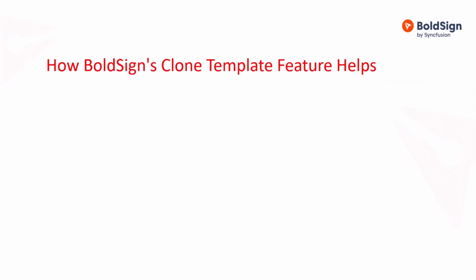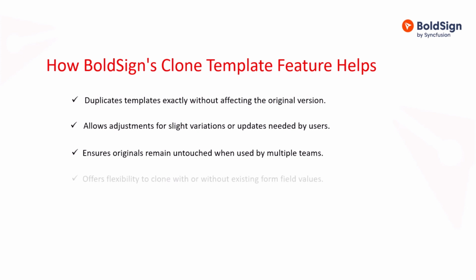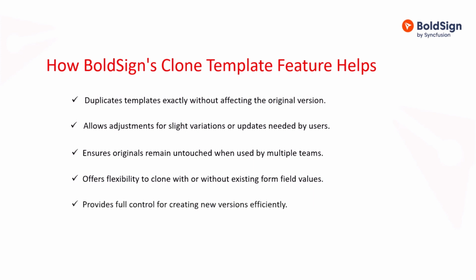BoldSign solves these challenges with the Clone Template feature. This feature lets you duplicate a template exactly as it is and make any adjustments you need without altering the original. It's especially useful when you need to update a template that other teams are currently using, ensuring the base version remains intact. You can choose to clone the template with or without existing form field values, giving you full flexibility when creating a customized or updated version.